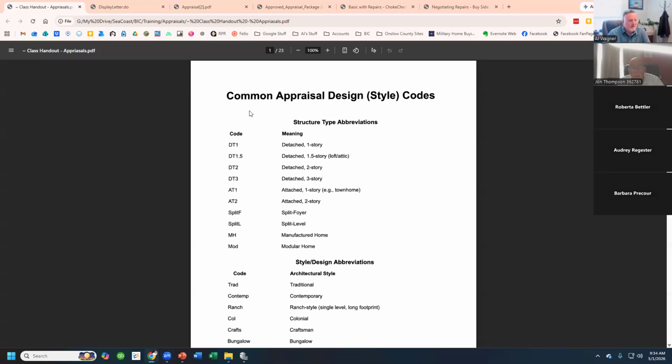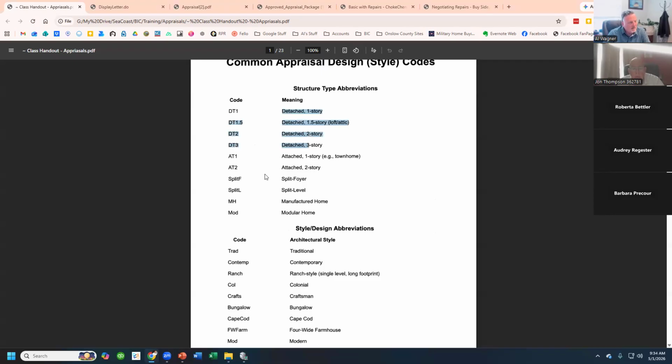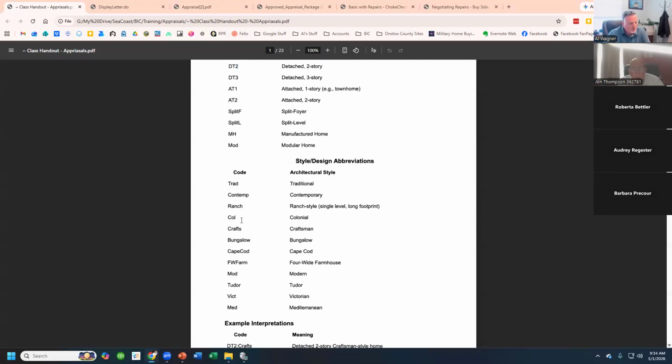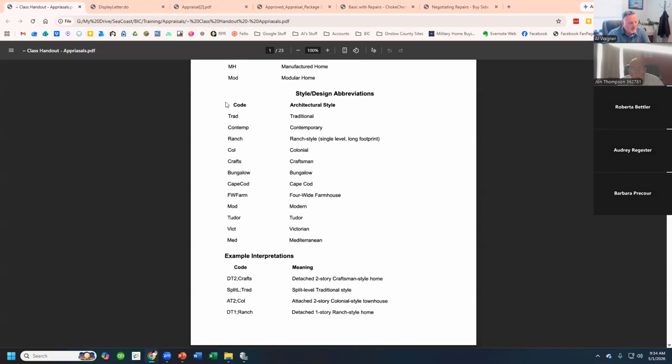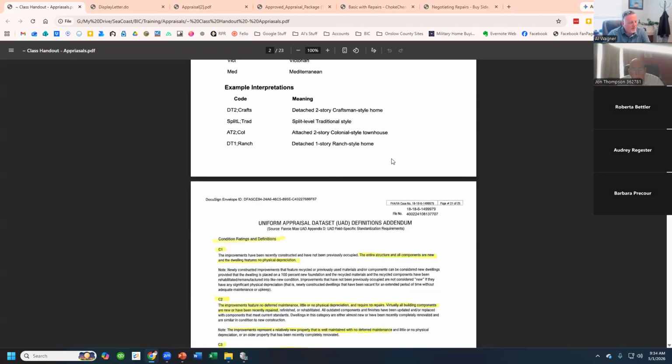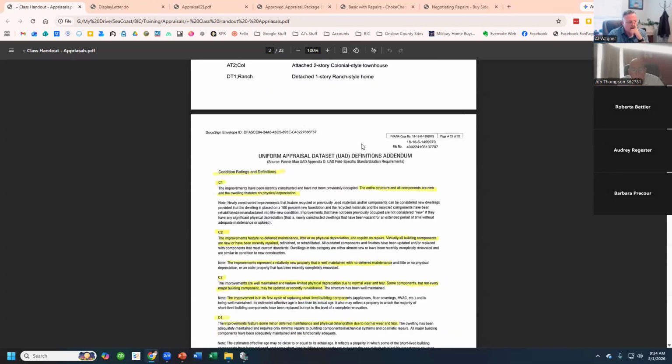I included some common appraisal designs or style codes. You're going to see this on appraisals. They don't always have these in the definitions or abbreviations. Some of these are there, others are not. So I have a kind of a cheat sheet for you to begin with so that you can read that.